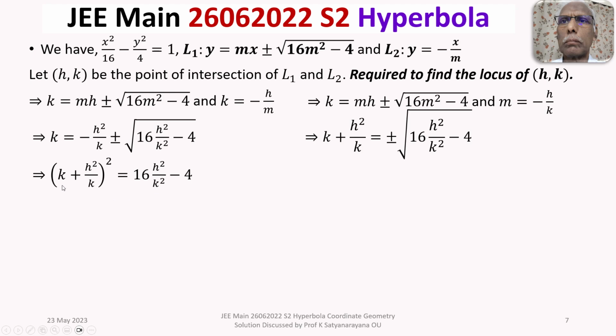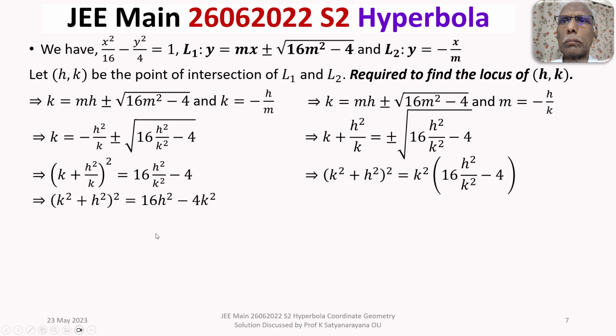Now take the LCM, square it, and send this k square to the right hand side. So (k square plus h square) whole square is equal to k square into 16 times h square by k square minus 4. Now multiply k square into 16 times h square by k square minus 4, the k square cancels, giving 16h square minus 4k square. So that is in terms of h and k.